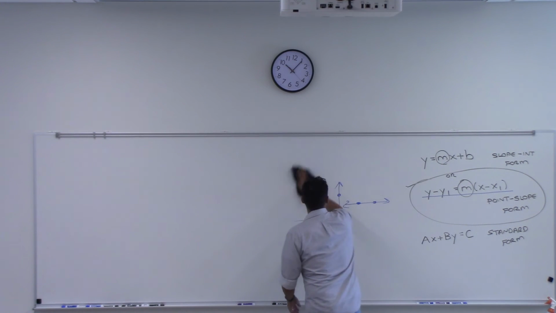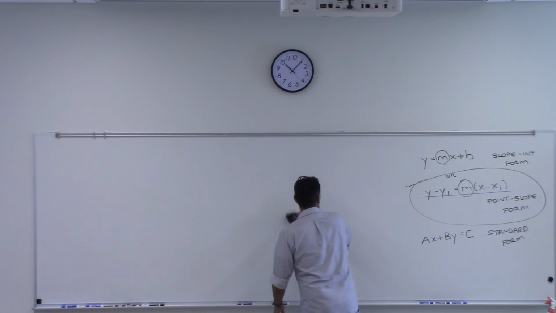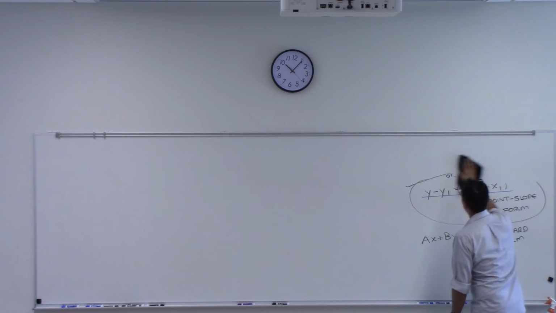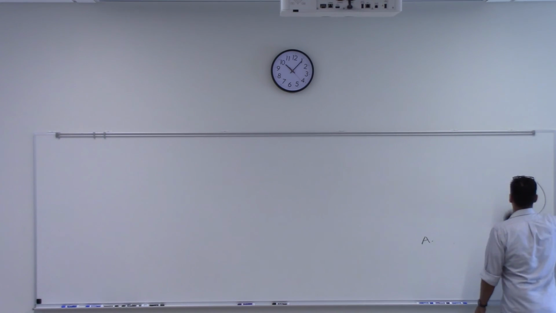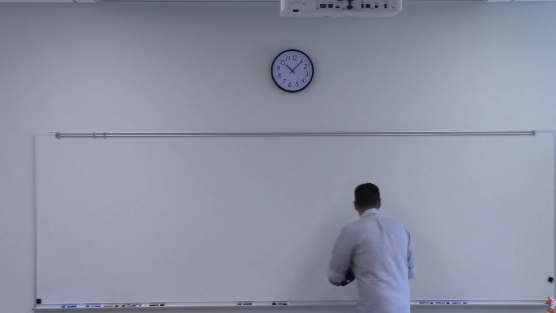Let's say we have two lines. What does it mean for them to be parallel? Same slope. If I have two lines, what does it mean for them to be perpendicular?